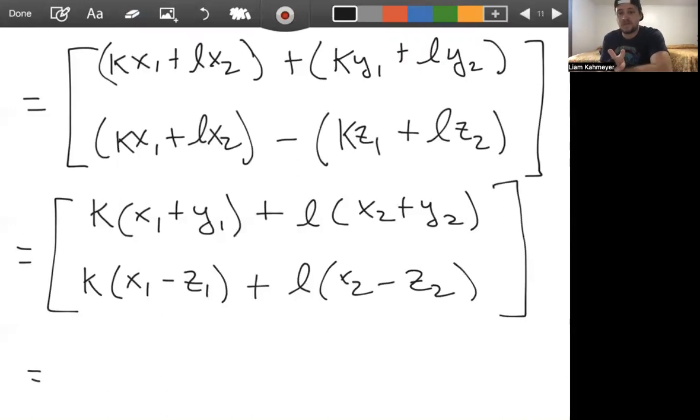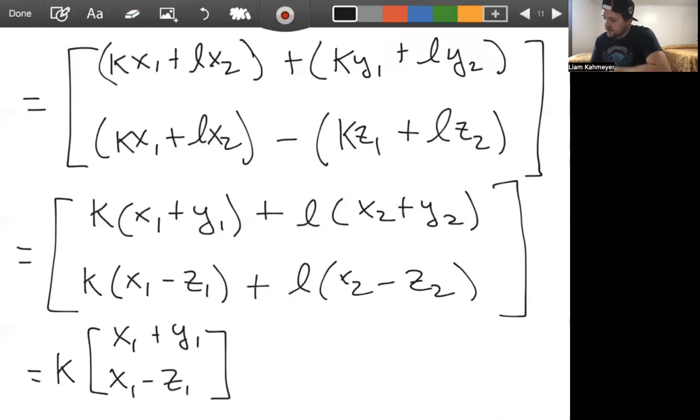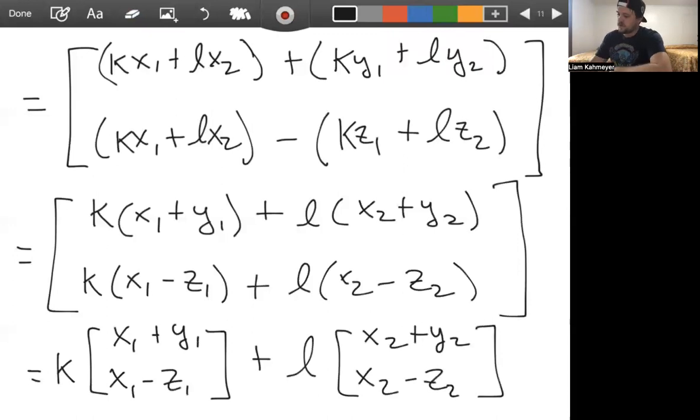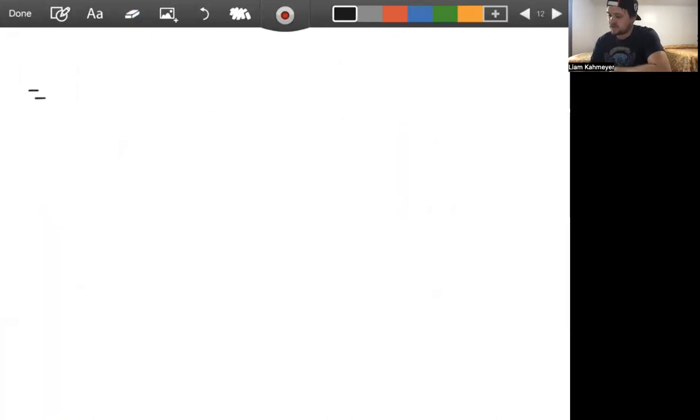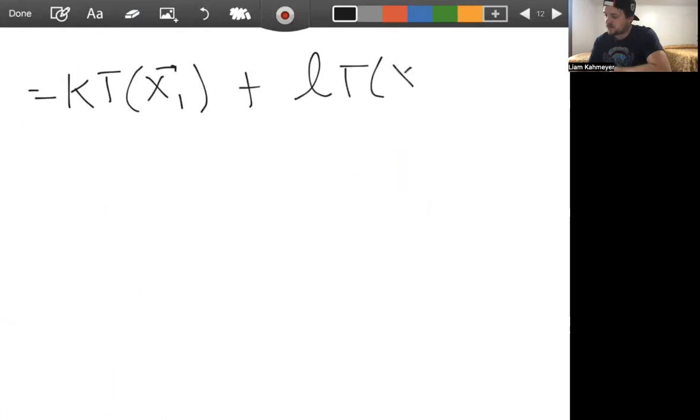Then we can split this vector up over the sum and pull out the constants. So we're going to get k times the vector x1 plus y1, x1 minus z1, and then plus l times the vector x2 plus y2, x2 minus z2. And you'll notice after this simplification, that is precisely k T x1 plus l T x2. And so we've shown the linearity property here.